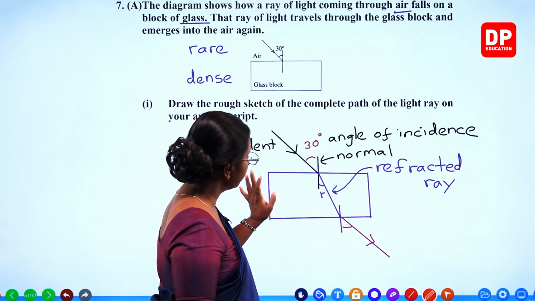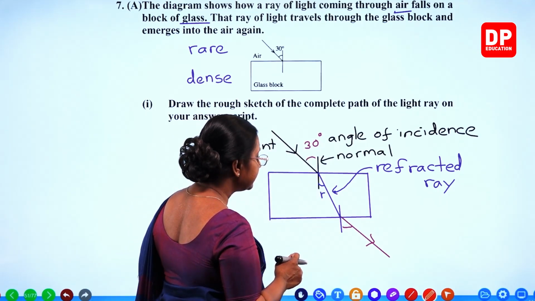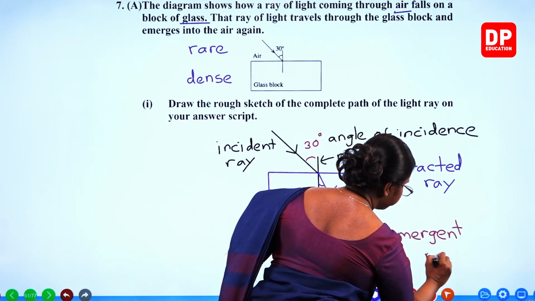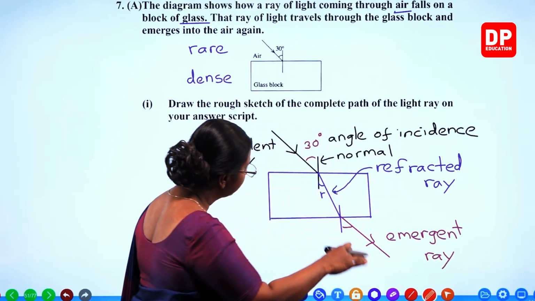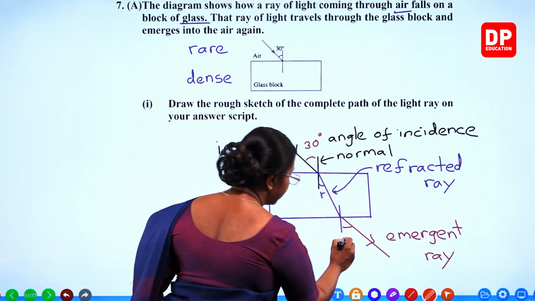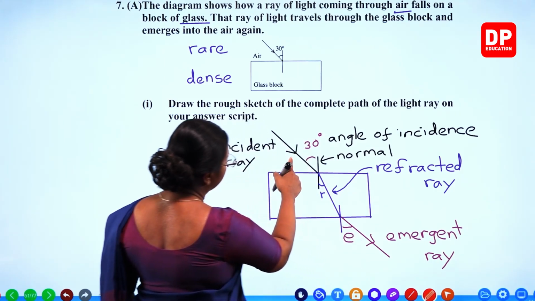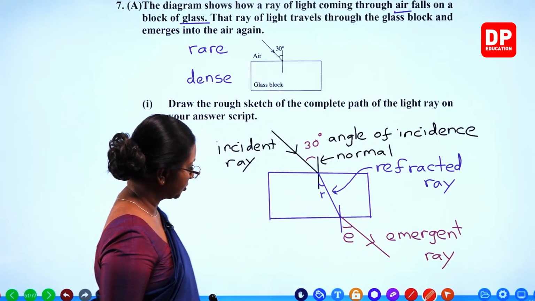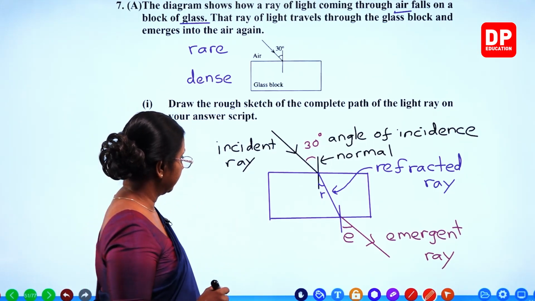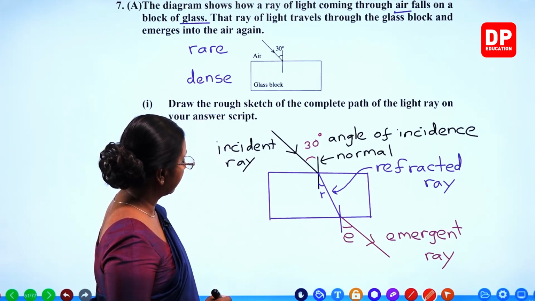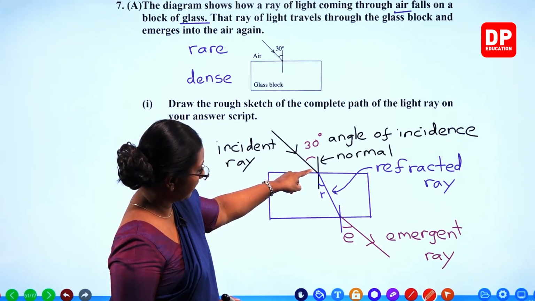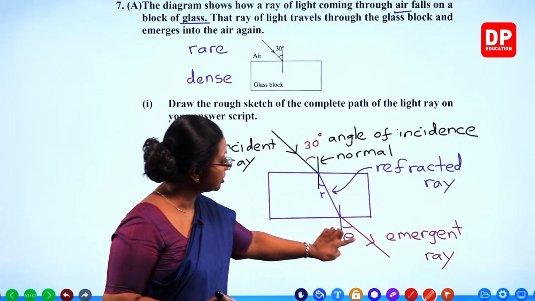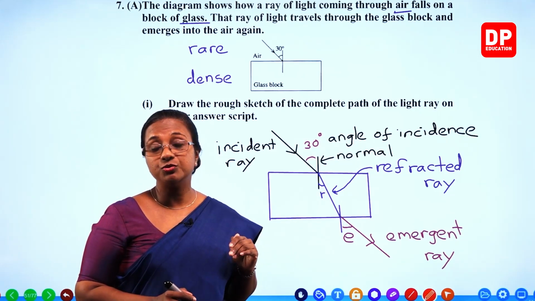When you measure and draw, you will see that this ray, the incident ray, and this ray, the emergent ray, will be parallel to each other. This is the angle of emergence. So this is the angle of incidence, this is the refracted ray where R is the angle of refraction and E is the angle of emergence. So this is the path of the refracted ray. Initially it refracts at this point, towards the normal, and again away from the normal. And if you see, these two will be parallel to each other.